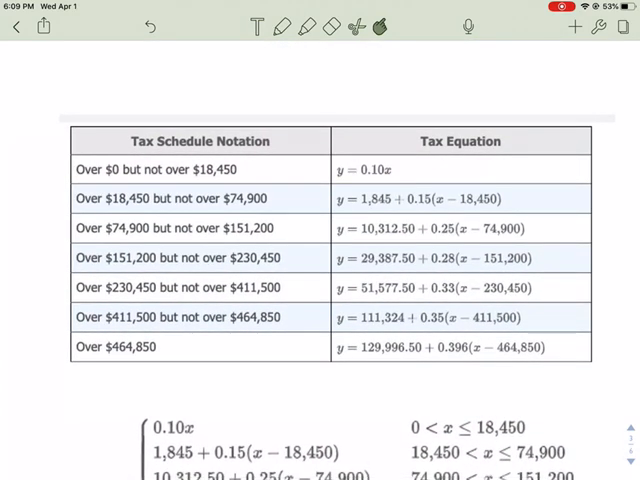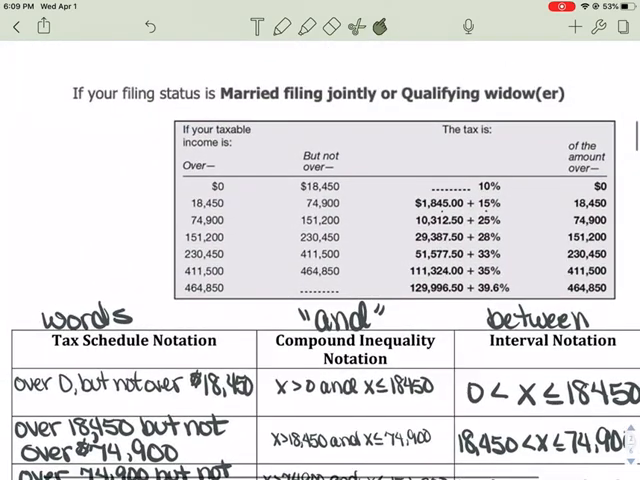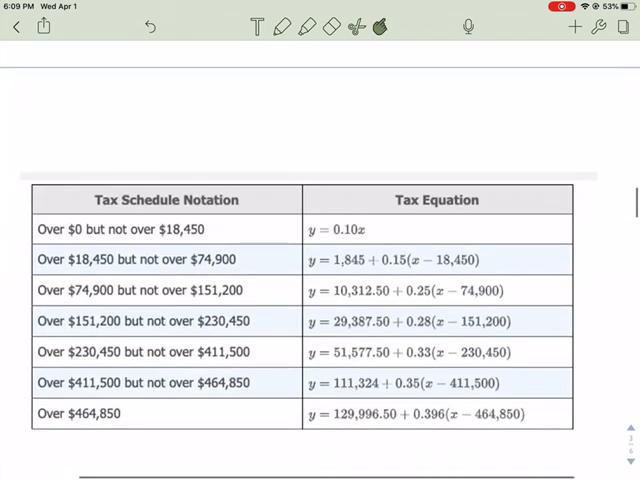Well, it comes from creating an equation. Okay, so this is going to be an equation that we're going to be using. So it's basically saying we're going to take 10% between 0 and 18,450. Let's write an equation for that. And that's what we do. So if it's between 0 and 18,450, we're 10% of whatever your value is. So X represents your income. And then it keeps going, so over 18,450, but not over 74,900. They give you this number, and then plus 15% of the difference.